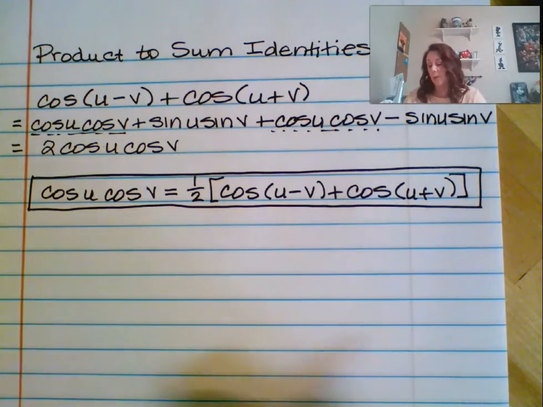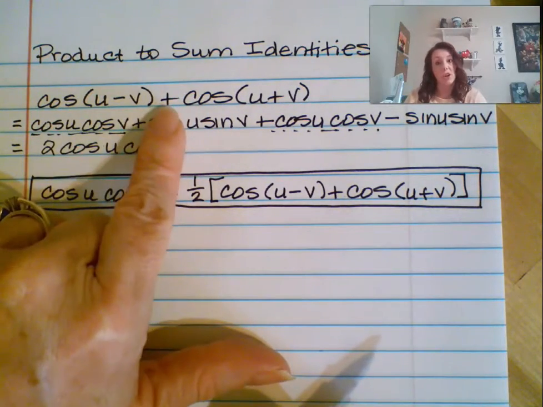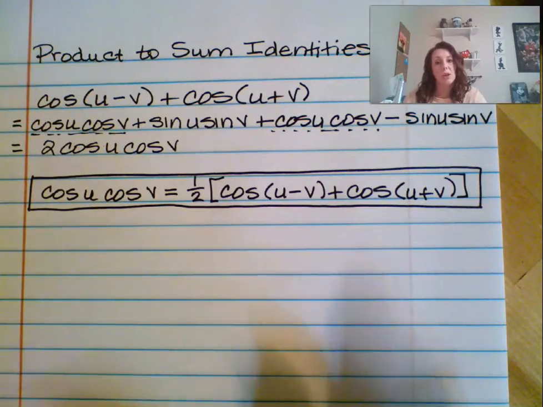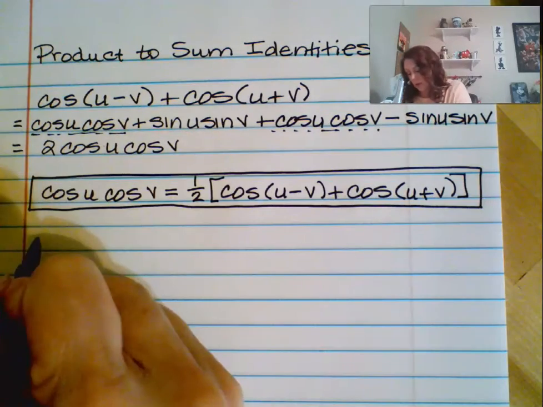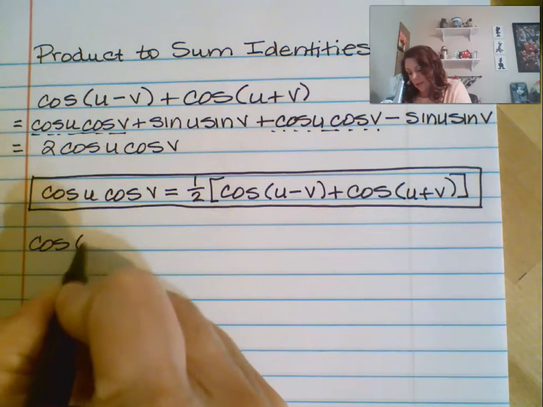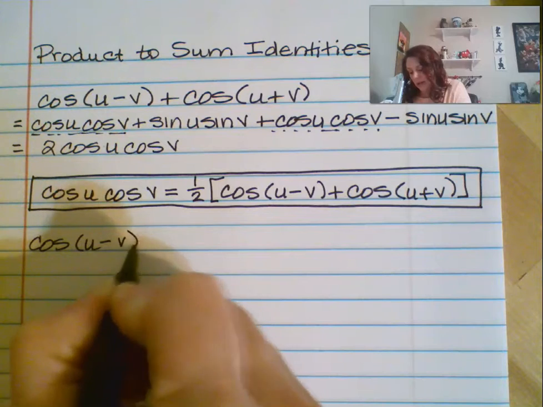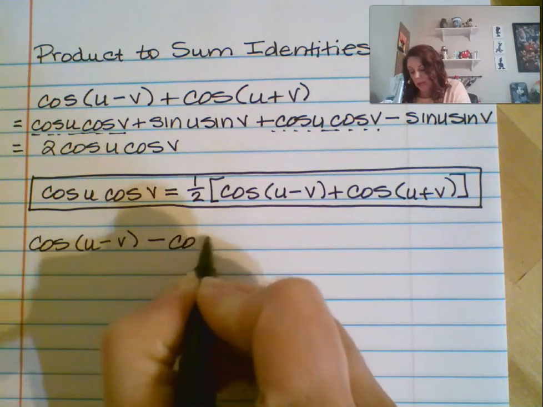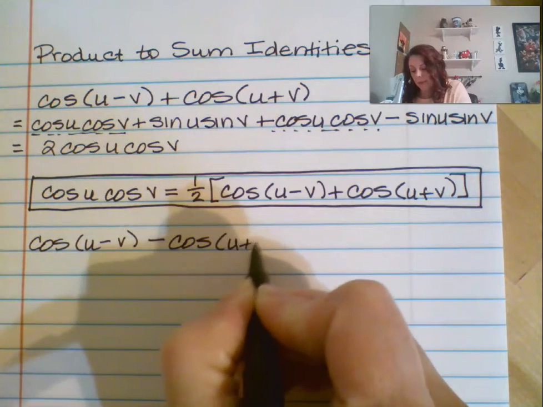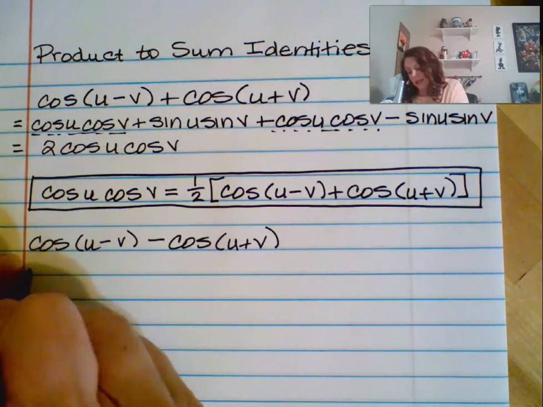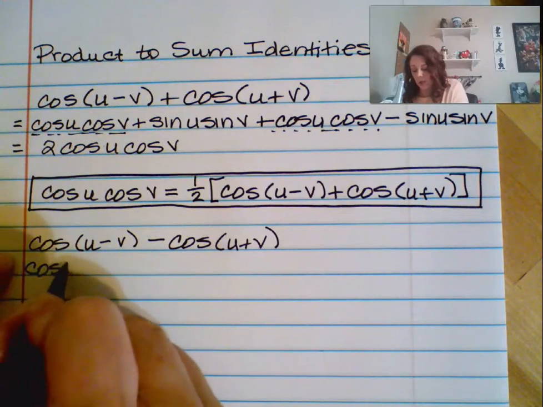So with that in mind, what happens then? Here we started with a sum. What if we had started with a difference? What would that produce? So if we consider this same cosine u minus v minus the cosine of u plus v, in which case that first expansion remains the same.